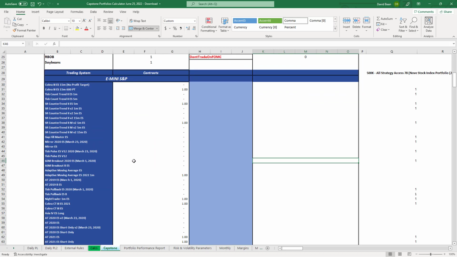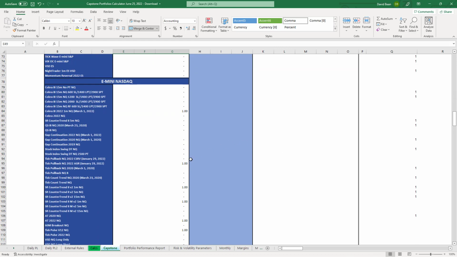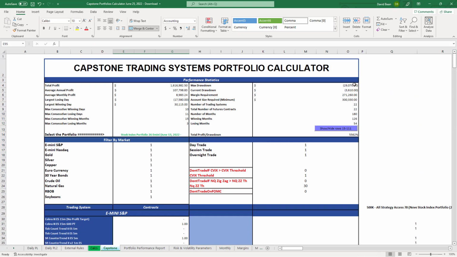Those just remove adaptive moving average, you could remove both tick pullbacks. Let's remove the other tick pullback as well. Let's remove this tick pullback and see how it would have done. And so you're at 29,000 and a $3,600 drawdown now. So now you have to wait for another drawdown. This number goes up to 55.62.